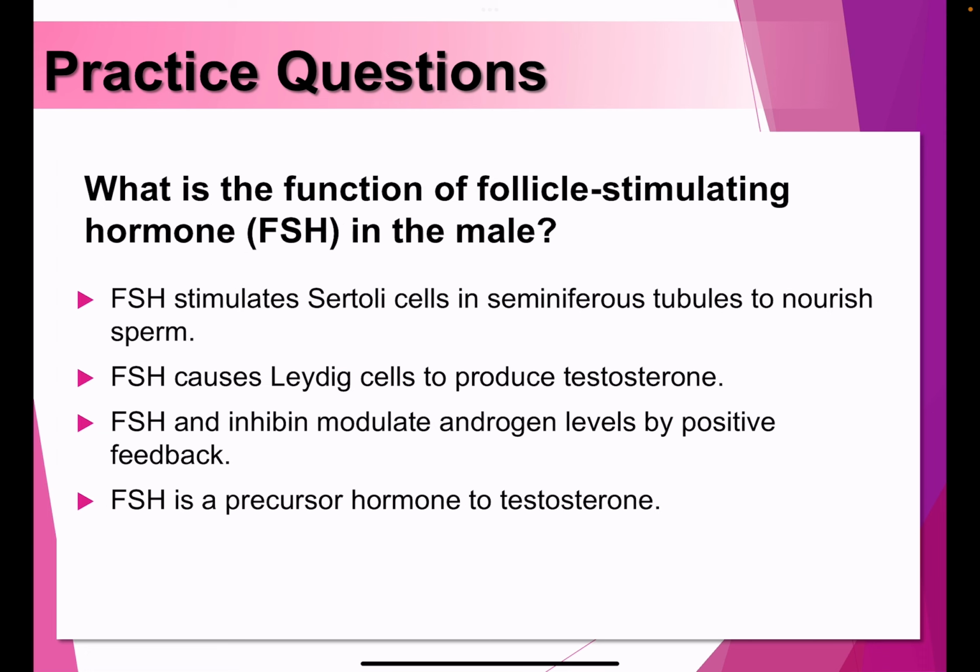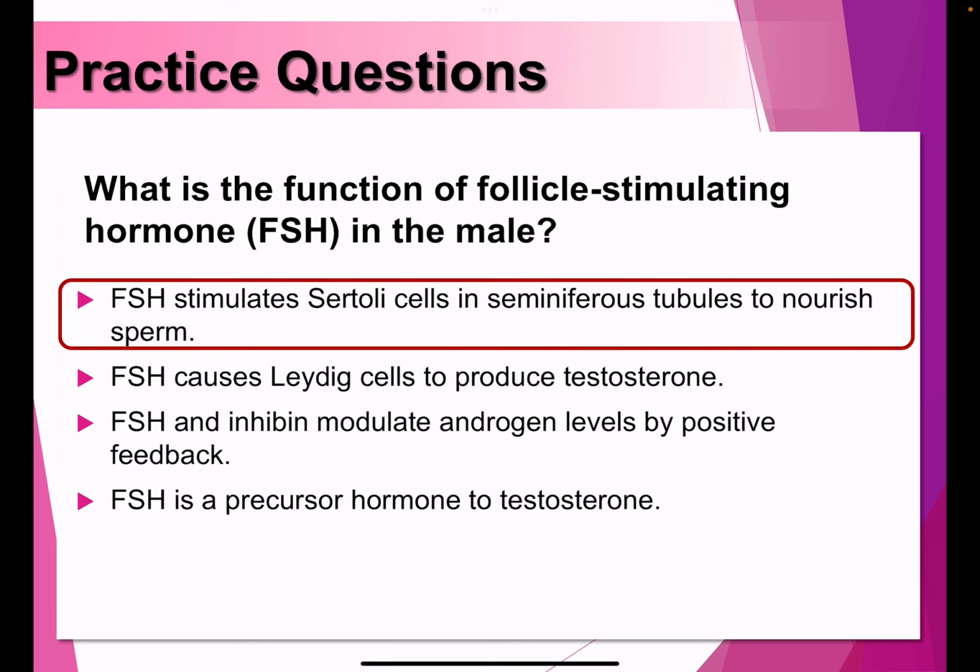What is the function of follicle-stimulating hormone in male? Remember, what did I say? Easy way to remember: FSH kind of spells like fish. So it has something to do with sperm production, maturation of sperm by stimulating these Sertoli helper cells or nursing cells that nourish the sperm.